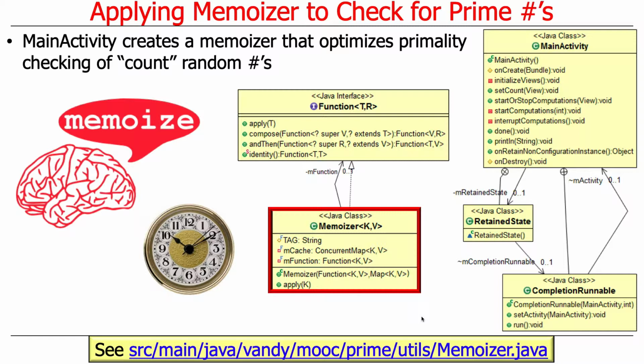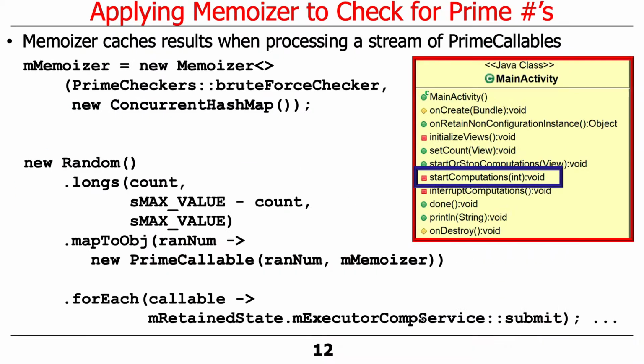Here's how we connect the MemoiZer to all this stuff, and it's really neat. So remember the MemoiZer, we talked about that before. That's what we used to transparently optimize these primality checks by caching the results of previous checks, or memoizing them. People sometimes joke that memoize is what Elmer Fudd might say for memorize, memoize. So the memoizing cache is used in this stream of PrimeCallables.